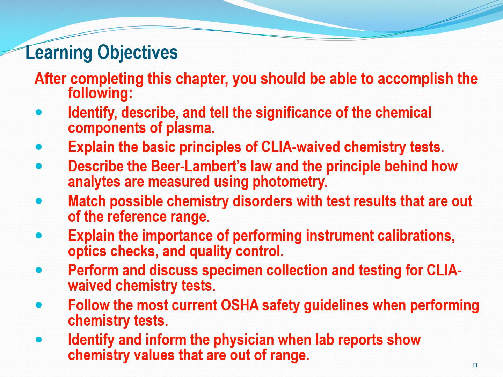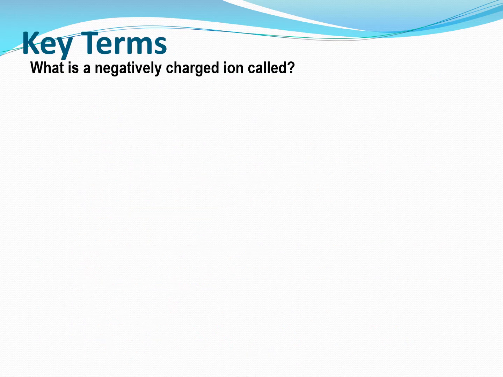Everything from identifying, describing, and telling the significance of the clinical components of plasma, all the way down to identifying and informing the physician when lab reports show chemistry values that are out of range. And these are things that we're also discussing and going over in lab. And like I said, I'm going to move through these relatively quickly, so let's get started.